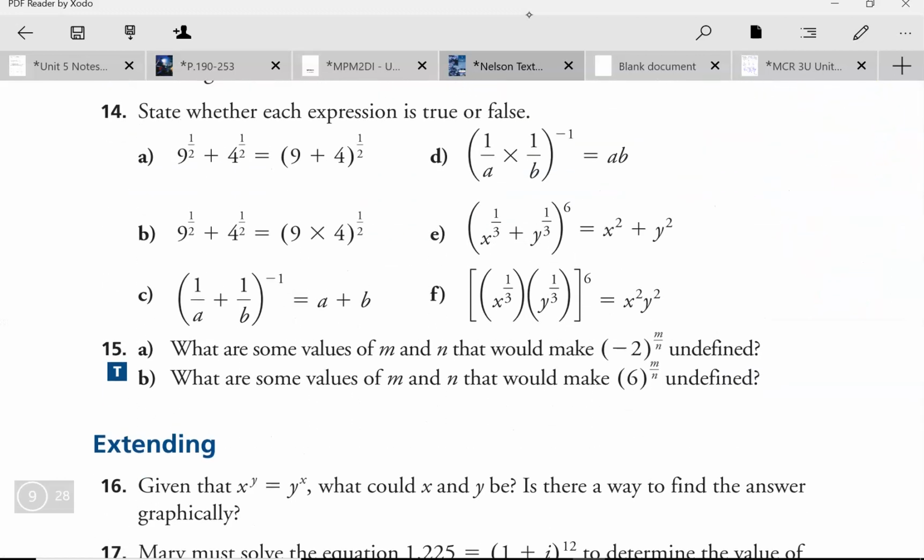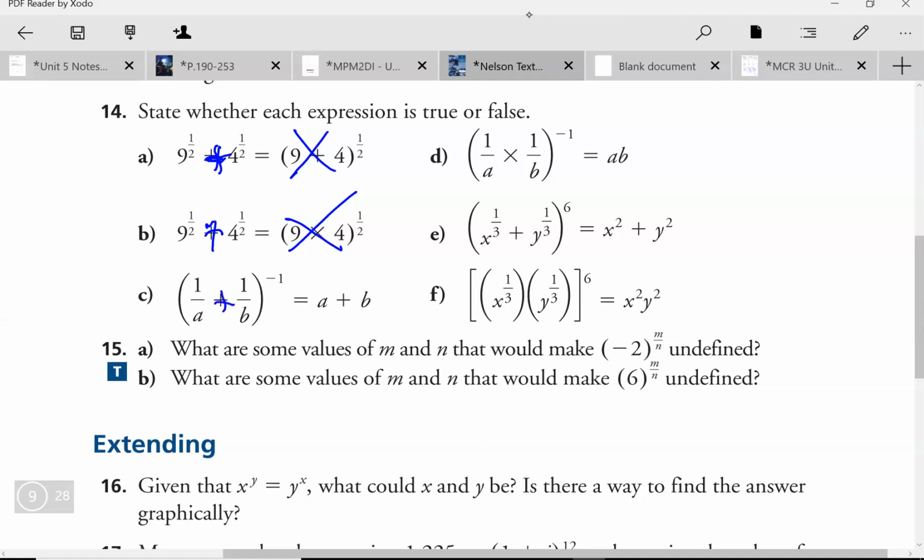Number 14, state whether each expression is true or false. So we know that there's no rule for adding bases. You can't just combine the exponents like this. This is completely false. Again, adding bases, there's no exponent rule, false.